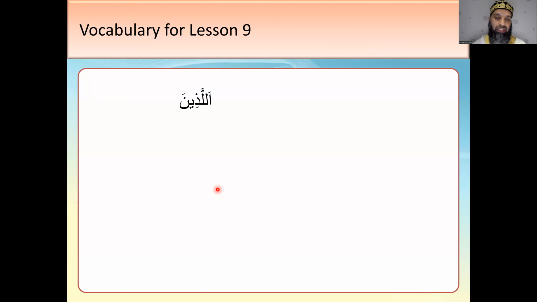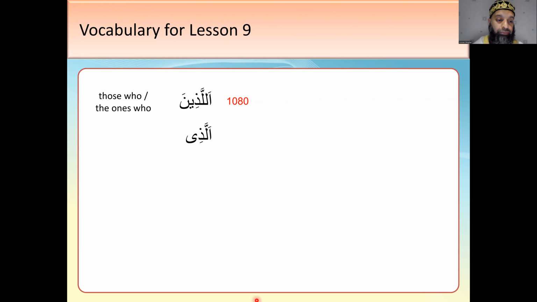And then we did alladhina. That's wrong, he's correcting. This extra lam shouldn't be there. So I need to take that out. I thought I took it out, actually. I took it out of last week's vocabulary slide. I didn't take it out of this week's. So alladhina, look how many times: over 1,000, inshallah. Those who, the ones who. You guys are supposed to be telling me this, right? So next one, alladhi. Please tell me what alladhi means.